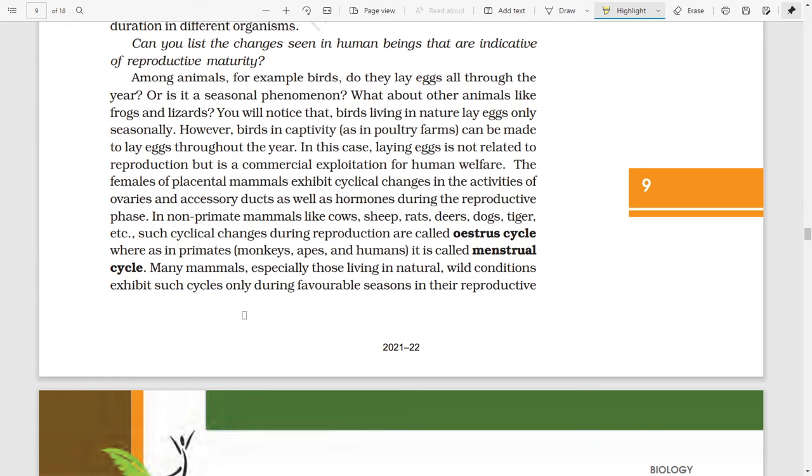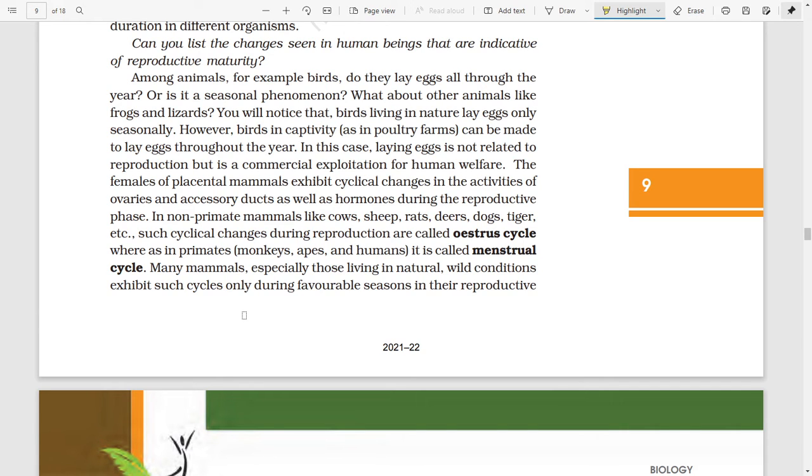Among animals, for example birds, do they lay eggs all through the year? No, it is seasonal. What about other animals like lizards and frogs? They are also seasonal. You will notice that birds living in nature lay eggs only seasonally. However, birds in captivity, as in a poultry farm, can be made to lay eggs throughout the year.